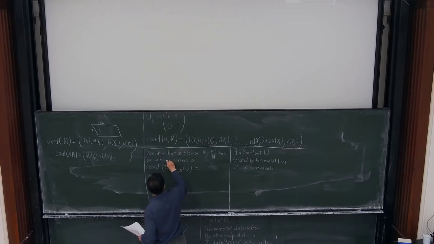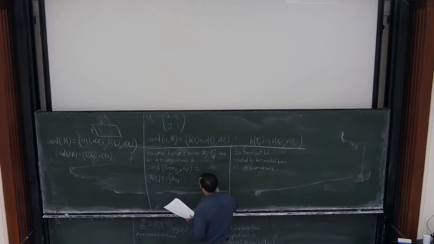Let's actually change this to be an ergodic invariant measure mu. Okay, so what are the coordinates going to be? The coordinates are going to be h of gamma 1, plus, now I'm going to do something funky here. I'm going to do s times the integral of the characteristic function of the set U, the special set U.